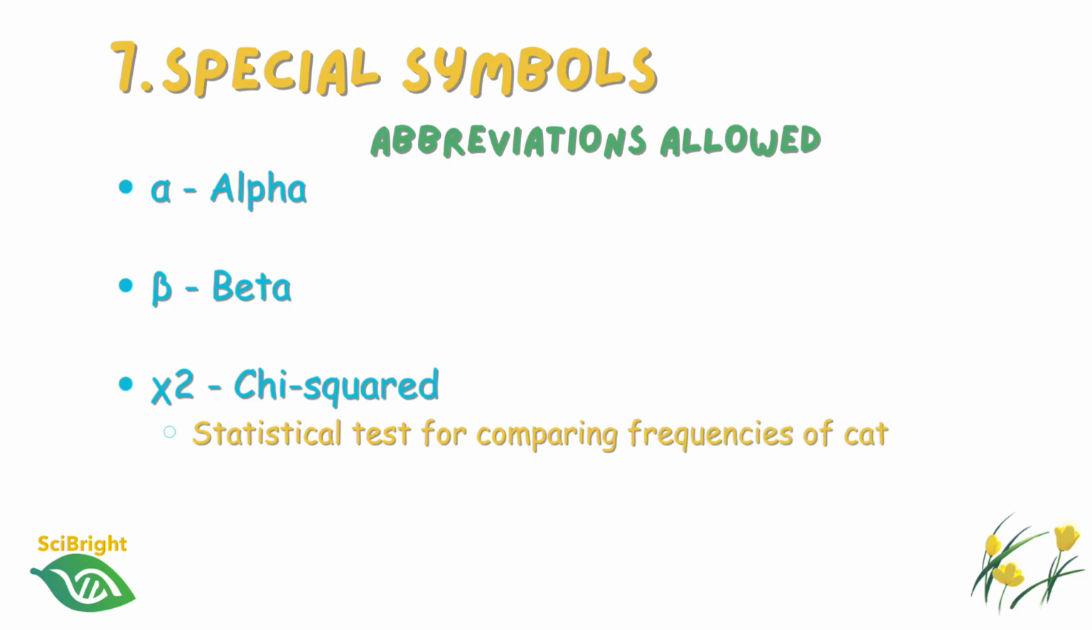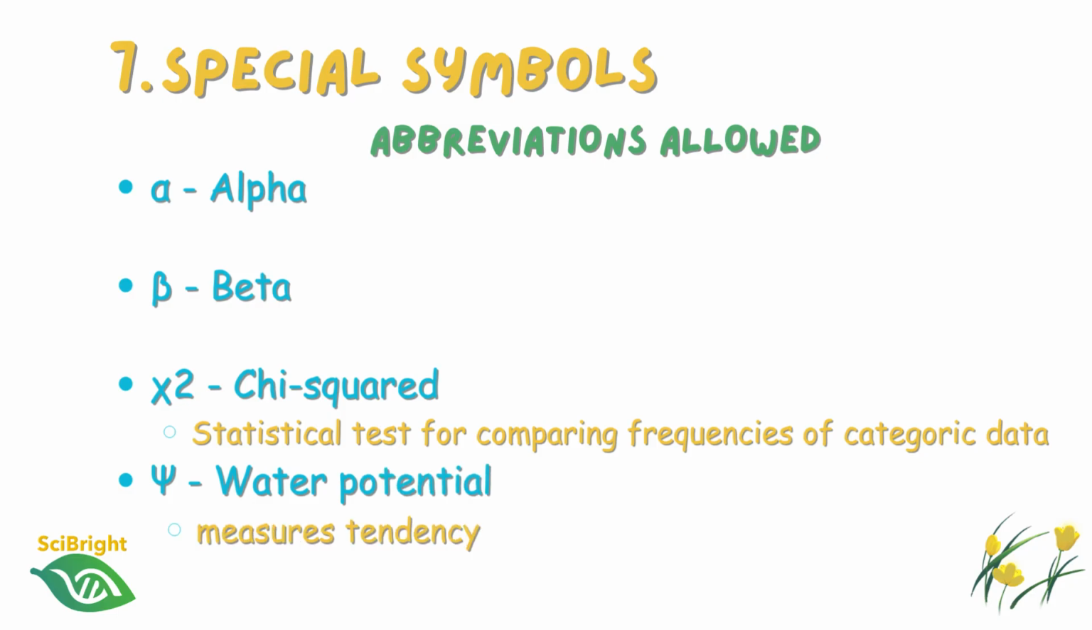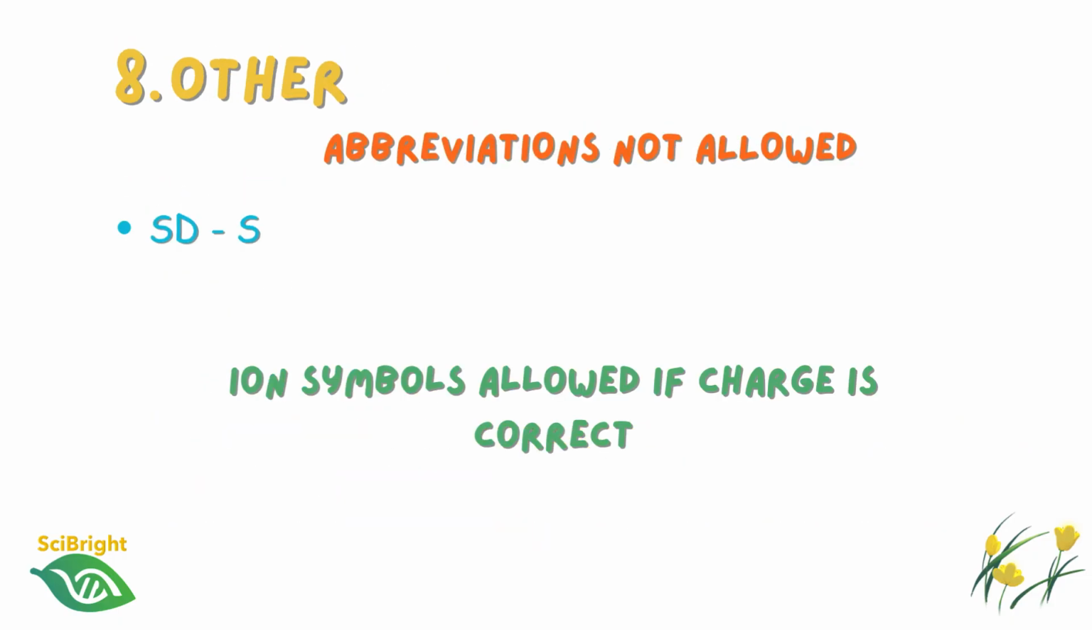You can use the symbol for chi-squared when naming the statistical test. Remember, this test plays a significant part in CPAC-10 investigating responses of organisms. Then we have our water potential symbol. Water potential is the measure of water's tendency to move from one area to another. Pure water has a water potential of 0, and water will move towards areas of more negative water potential. You will lose marks if you refer to concentration of water. SD for standard deviation is not on the list and must be written out in full.